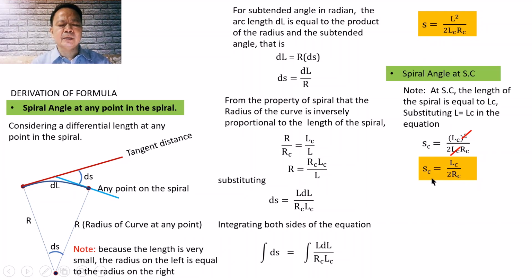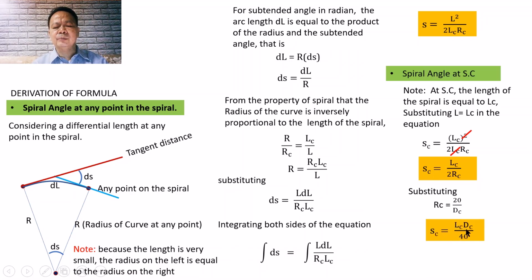Take note that this S sub C, representing the spiral angle at SC, is expressed in terms of the radius of the curvature. What if we are given the degree of the curvature? Therefore, we have to express S sub C in terms of the degree also. Understanding that the degree of the curvature is the angle subtended by a chord of 20, we can find the relationship that R sub C will be equal to 20 over D sub C. Therefore, our R sub C will be 20 over D sub C. If R sub C is substituted here, what will happen? We get S sub C expressed in terms of the degree of the curvature of the simple curve, and that is equal to L sub C D sub C over 40. Okay?